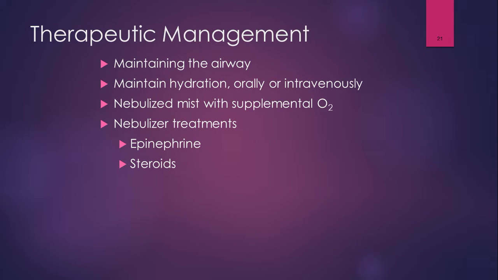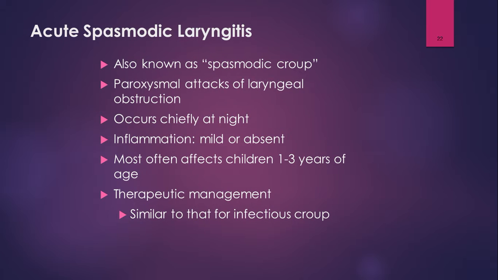Therapeutic management of LTB includes maintaining the airway, maintaining hydration through oral or intravenous fluids, providing a nebulized mist with supplemental oxygen, and nebulizer treatments of epinephrine and steroids. Acute spasmodic laryngitis is also known as spasmodic croup. It consists of paroxysmal attacks of laryngeal obstruction. It occurs chiefly at night. The inflammation may be mild or even absent. It most often affects children ages 1 to 3. Therapeutic management is similar to that for infectious croup.